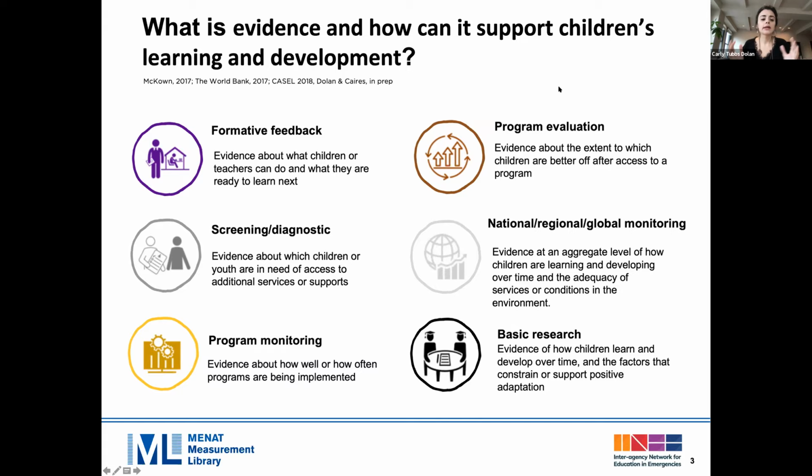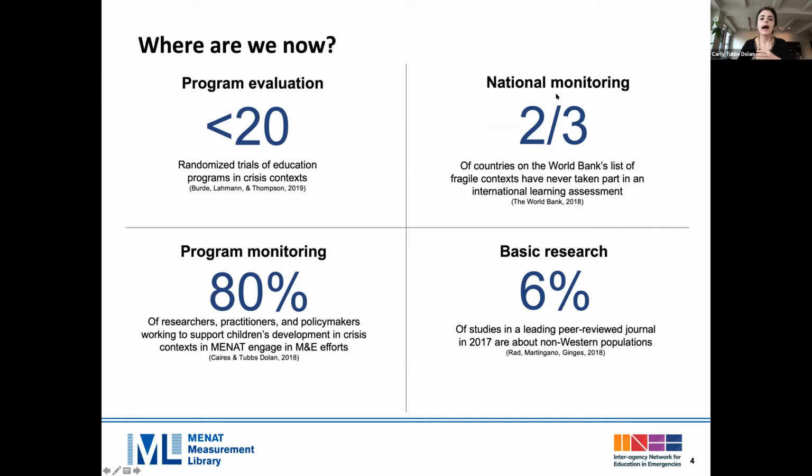So with that, I wanted to provide a brief snapshot of where we are as a field right now in terms of evidence on education and child protection programs in emergency contexts. So for program evaluation evidence, a team led by Dana Burde has produced two different reviews, in 2015 and updated in 2019, that say there are less than 20 rigorous randomized trials of programs in crisis contexts. And this is the type of evidence, the highest gold standard evidence, that allows us to say we know that our programs are causing these outcomes for children.